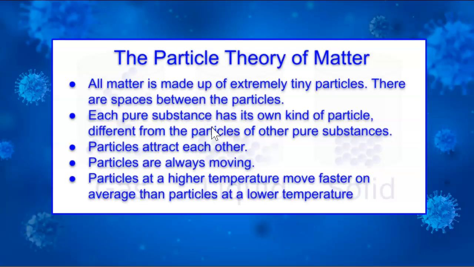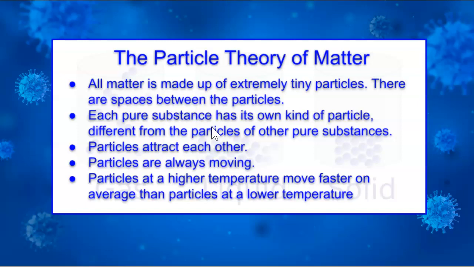So the particle theory of matter. This we've already looked at before. You've looked at it in previous years, but here is a summary. All matter is made up of extremely tiny particles. There are spaces between the particles. Each pure substance has its own kind of particle, different from the particles of other pure substances. Particles attract each other. Particles are always moving. And particles at a higher temperature move faster on average than particles at a lower temperature.